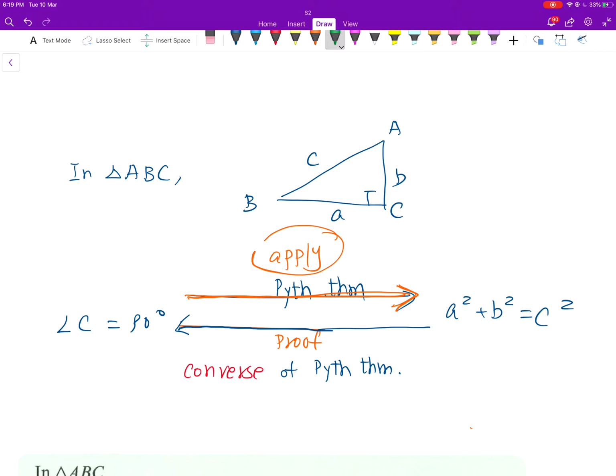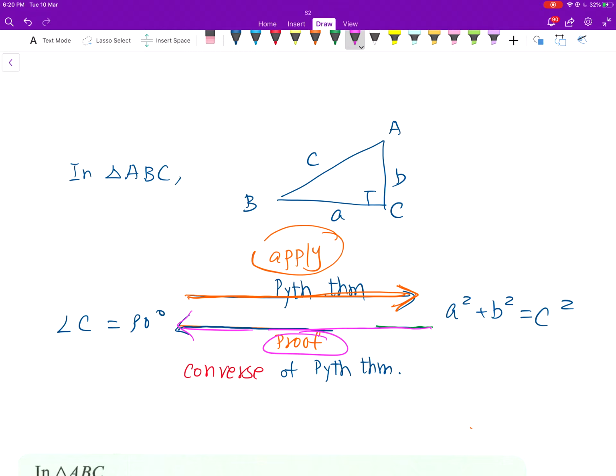But if it is not given a right angle triangle, we need to go in the opposite direction, for proof. If we can prove that the calculation of a squared plus b squared equals c squared, if we can prove this relationship, then we can say angle C equals 90 degrees. So this is to prove by the converse of Pythagoras theorem. The Pythagoras theorem and its converse are in opposite directions, so make sure you are clear about the difference between these two.